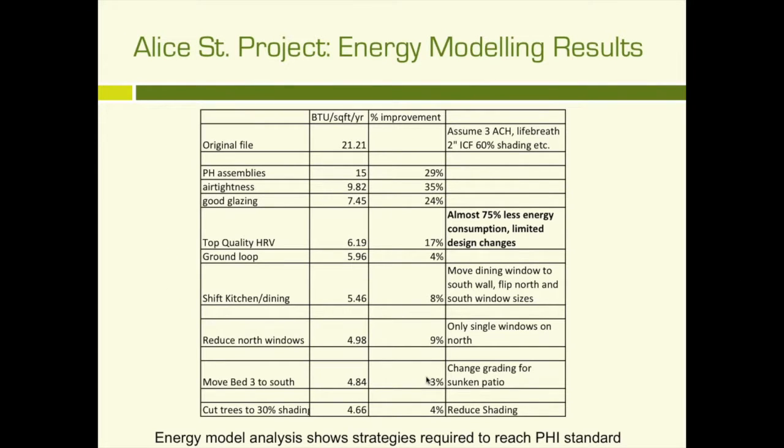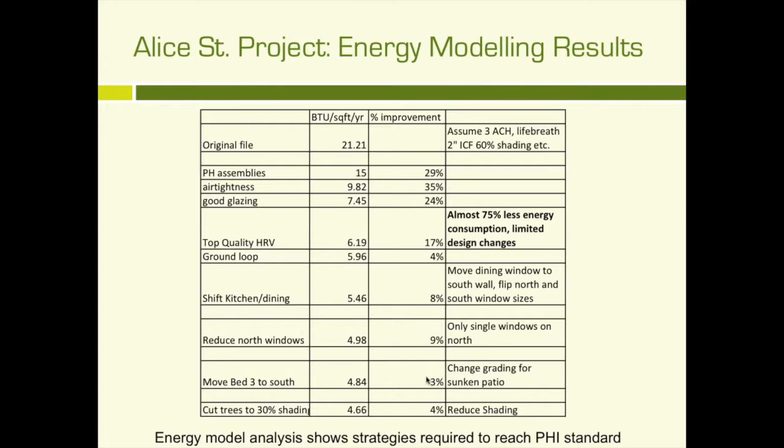So here's some of the numbers. We started with basically what Housing Nova Scotia would typically build, and we were at 21.21 BTUs per foot squared per year, remembering that our PHI standard would be 4.75. So you can see we applied the passive house assemblies. We brought our air tightness down to 0.6. We put in triple glazing, double coated, low-E, argon-filled fiberglass windows, the best Canadian HRV that we could buy.